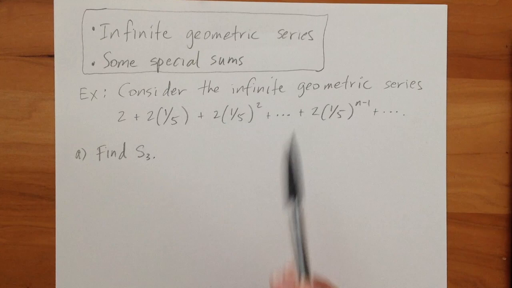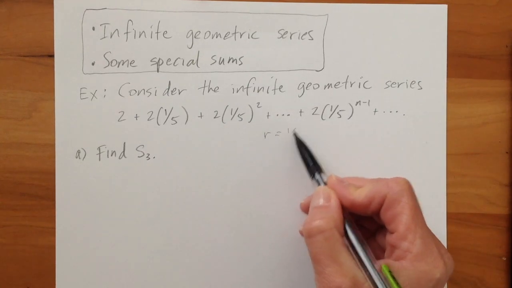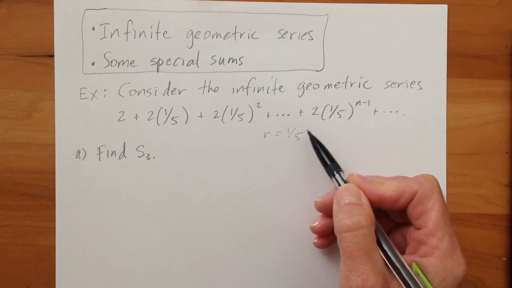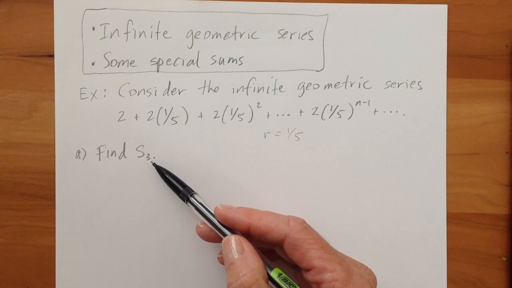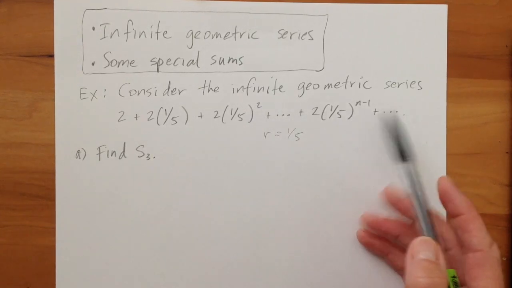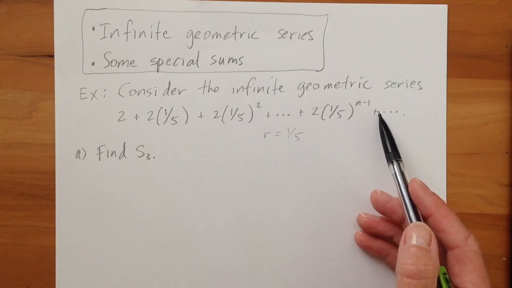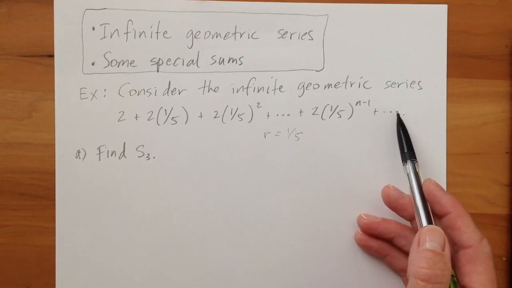Okay, and the common ratio is 1/5. So we get each next term by multiplying the term before by 1/5. So I want to examine this series here. Because, if you think about it, does it actually make sense to add infinitely many terms together and get an answer? All right, so that's what we're going to start by examining.